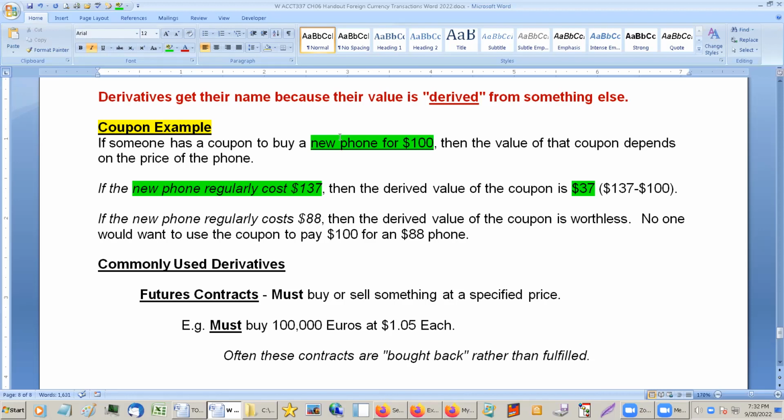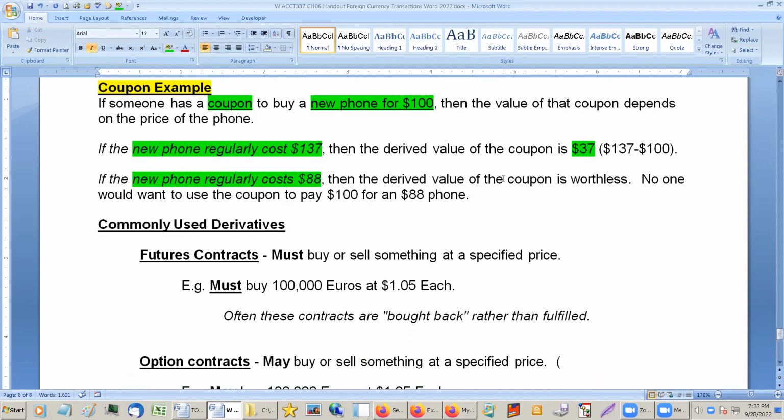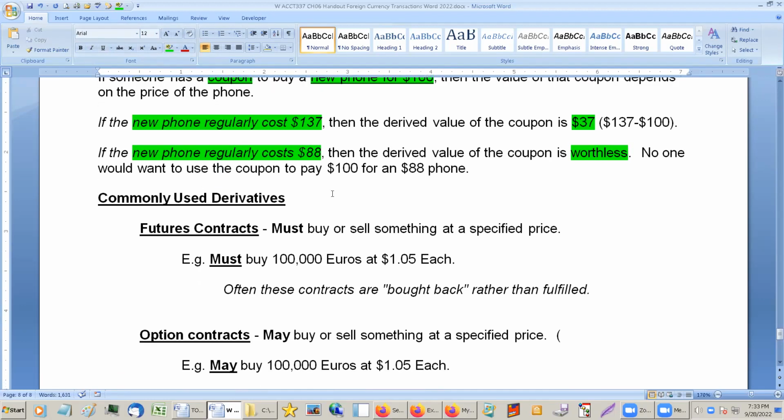So if you can buy the new phone for $100, I got a coupon. It depends on the price of the phone. So the phone costs $137 and the coupon's worth $37. You're going to save $37, that's the value of the coupon. Now notice if the phone is only worth $88, then the coupon is worthless. No one would want to use a coupon to pay $100 for an $88 phone.